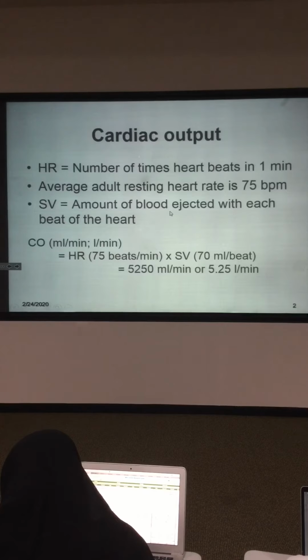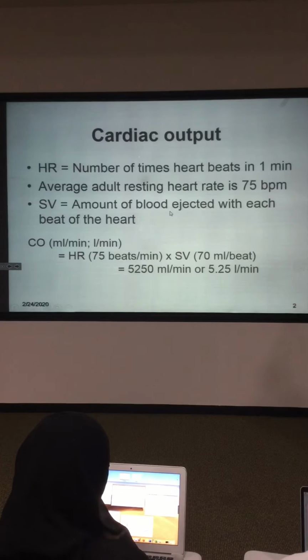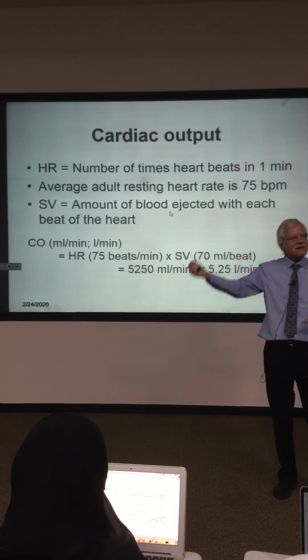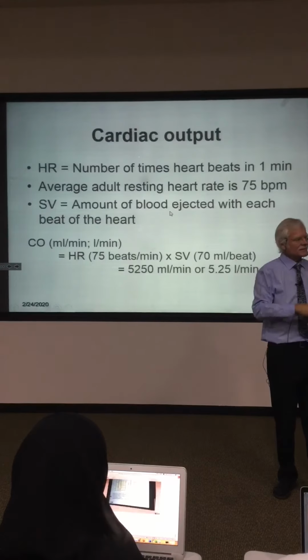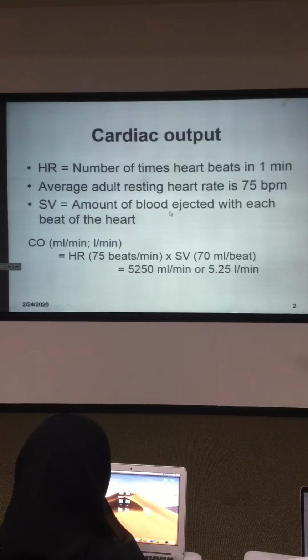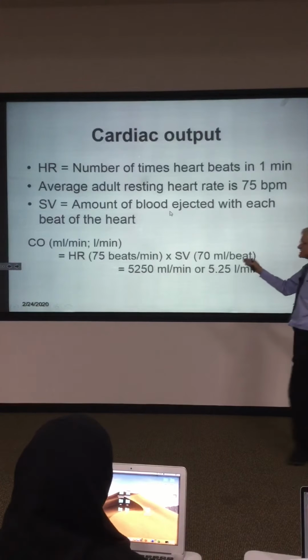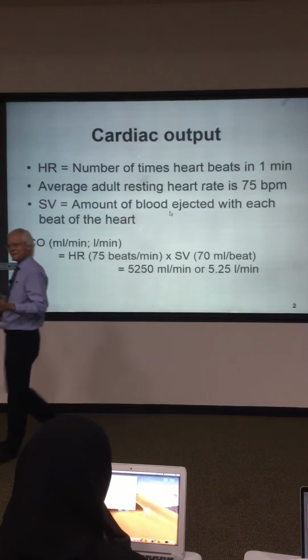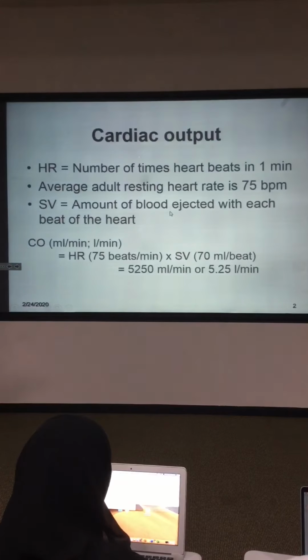The stroke volume is the amount of blood ejected from the heart each beat. The stroke, if you like, the contraction, and the amount of blood that comes out of the heart with each beat. And so we can calculate the cardiac output in mils per minute or litres per minute. Get the units right, don't mix and match, so it's mils per minute or litres per minute.